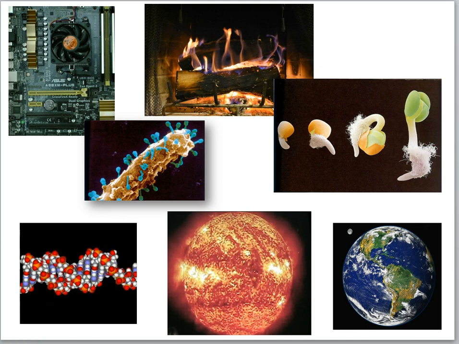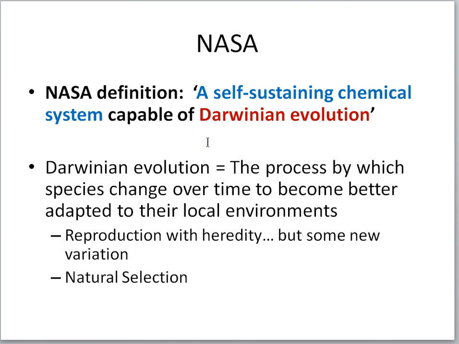So we just went through a series of slides about all the characteristics of living things, and living things must have all of those characteristics on the list. NASA has a simpler definition for life. The NASA definition is a self-sustaining chemical system capable of Darwinian evolution. Now, by Darwinian evolution, we briefly touched on that. That's the process by which species change over time to become better adapted to their local environments.